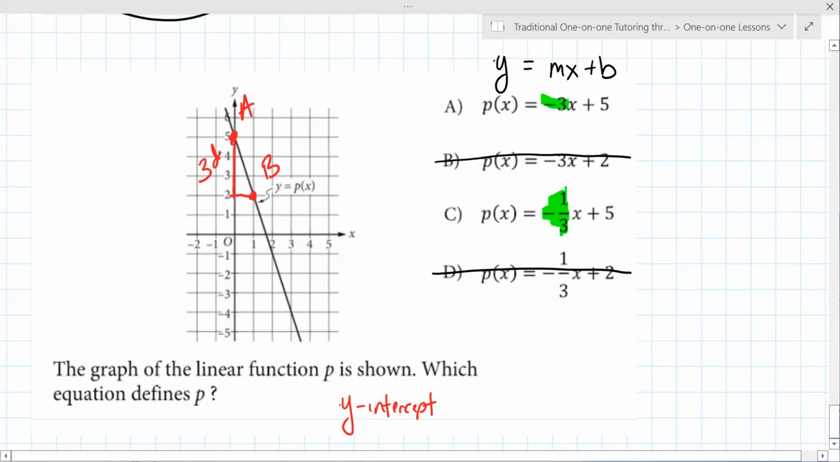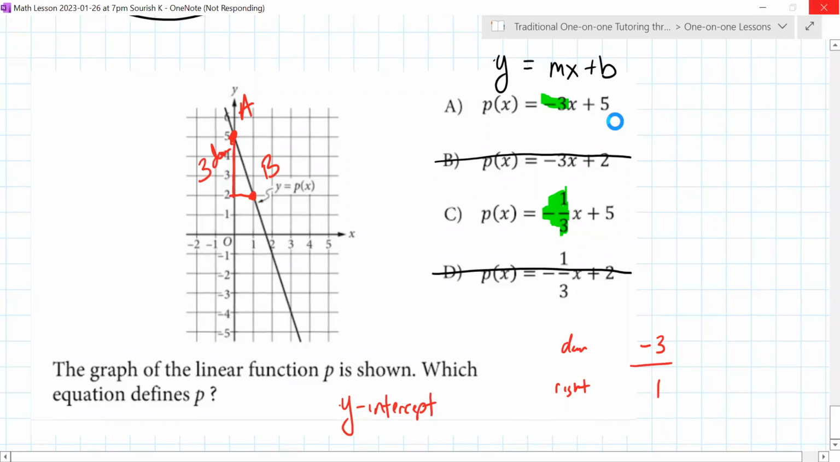Okay, so down, is that positive or negative? It's down though. Yes, if it's down, then down is negative. And then how much to the right? That's a 1. Good. So what's the slope? It's -3 divided by 1. That's good. And that's going to be -3. Yes. Letter A.